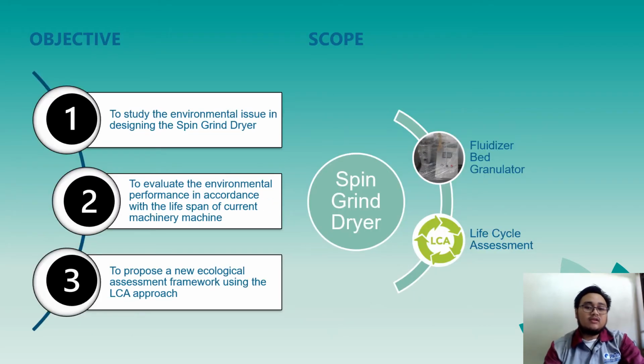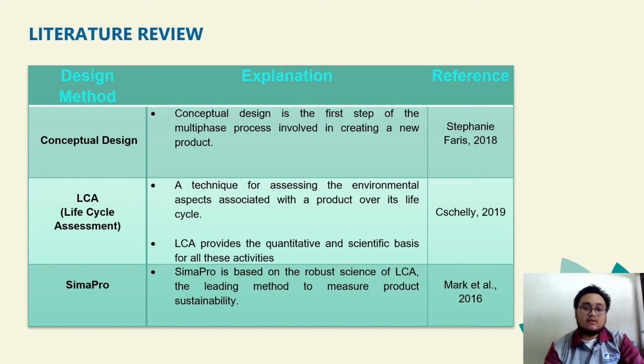My objective is to study the environmental issue in designing the spin grind dryer. The second objective is to evaluate the environmental performance in accordance with the lifespan of the current machinery machine. And the third one is to propose a new ecological assessment framework using the LCA approach. My scope is mainly focused on the fluidizer bed granulator and life cycle assessment to be applied to the spin grind dryer.